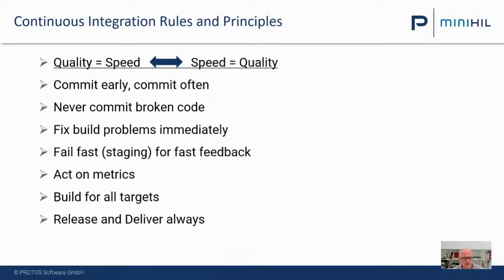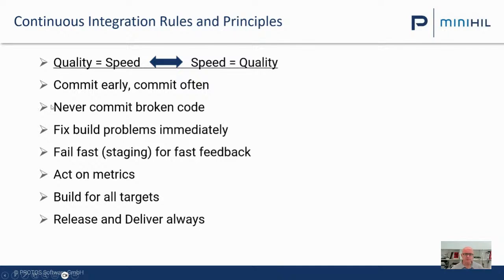So now some rules and principles for continuous integration. Quality equals speed, and speed equals quality. So that means if you have a high quality production, you're gaining speed in the development speed. So you're faster in developing your software. If you're faster in development, you can focus more on quality. And continuous integration helps with both. It helps to speed up your process, and it helps to improve your quality. And that's a really nice thing to have. So commit early, commit often. I already talked about that.